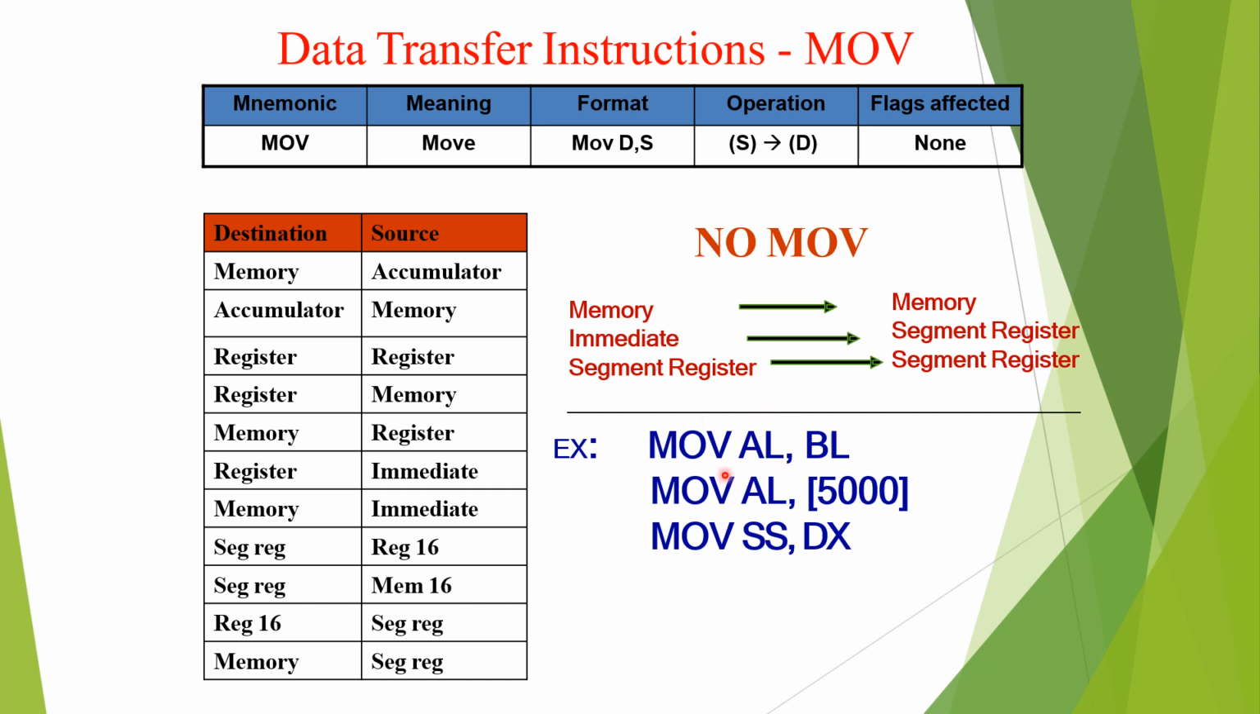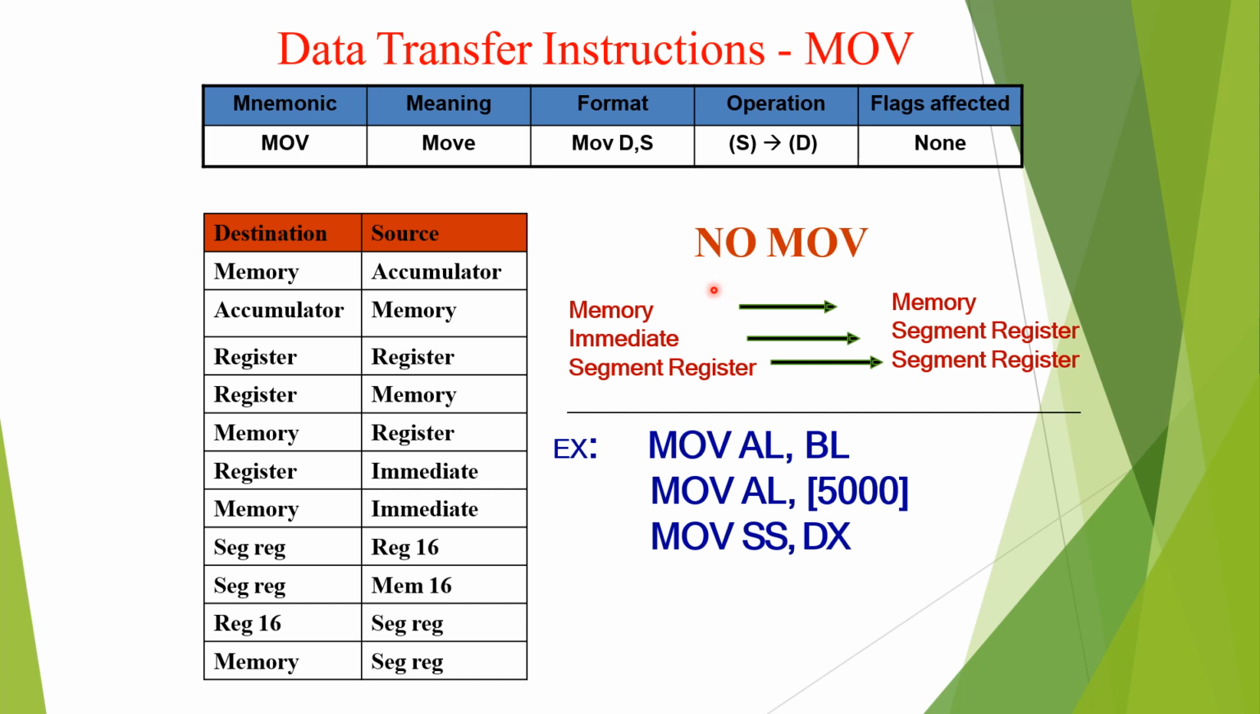Here you can see the examples. MOV AL, BL. You know that AL is an 8-bit register and BL is also an 8-bit register. So here the content of BL is copied to AL. The second example, MOV AL, 5000. This 5000 represents a memory location, and whatever content is present in location 5000 is copied to the AL register. And here MOV SS, DX. DX is a data register and SS is the stack segment, so you can move the data from the DX register to the stack segment.